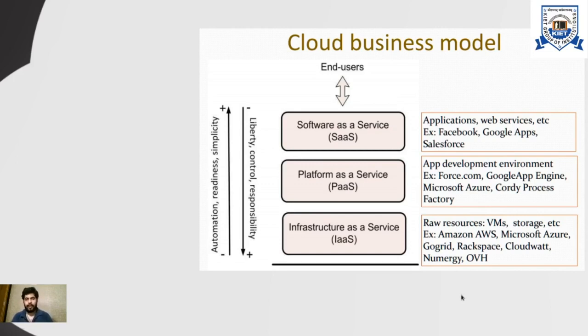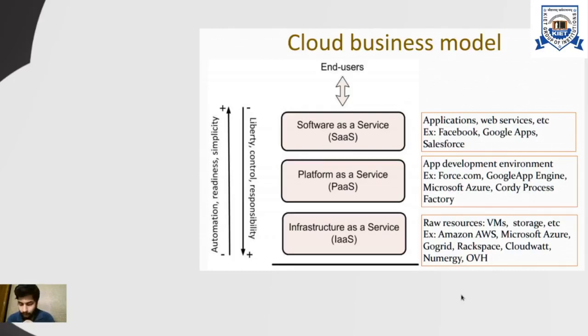The examples of infrastructure as a service are Microsoft Azure, AWS, GoGrid, Rackspace, CloudWard, Numerology and OVH. Basically these are the companies which provide infrastructure as a service. Next we move on to platform as a service.